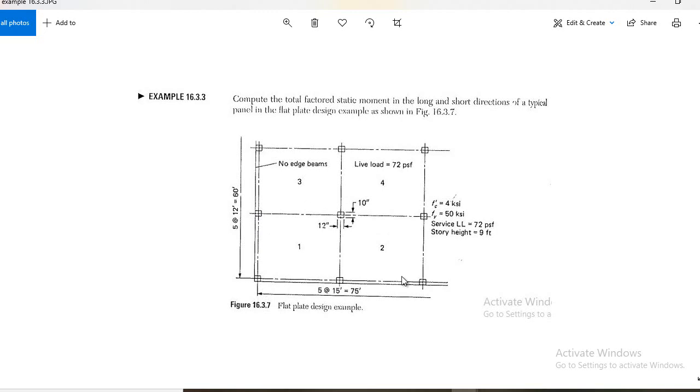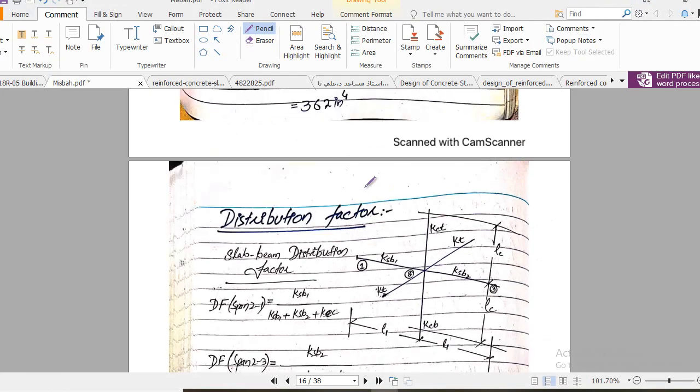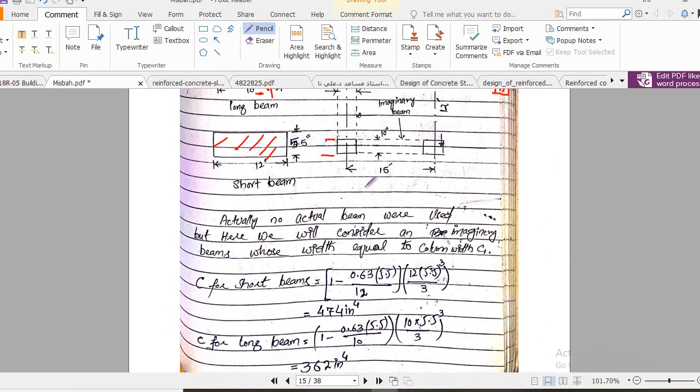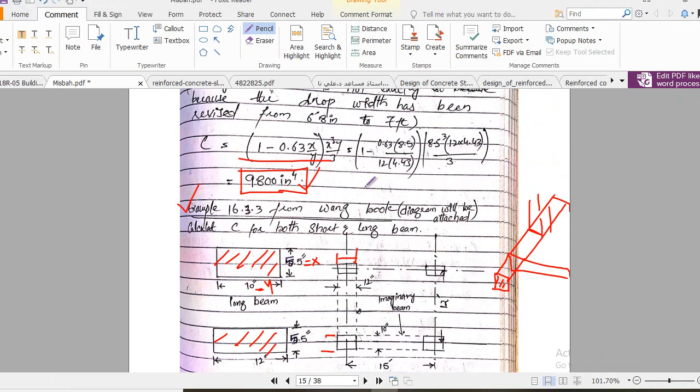So this is our longer side and this is our shorter side. In the longer direction, the width of the beam will be 10 inches and the depth will be 5.5 inches. But for the shorter direction, the width of the transverse beam will be 12 inches and the depth will be 5.5 inches. So this is all about the value of C, how to calculate C and what the torsional constant is.